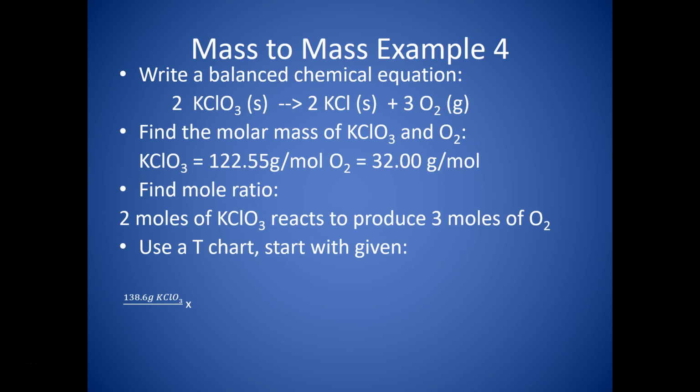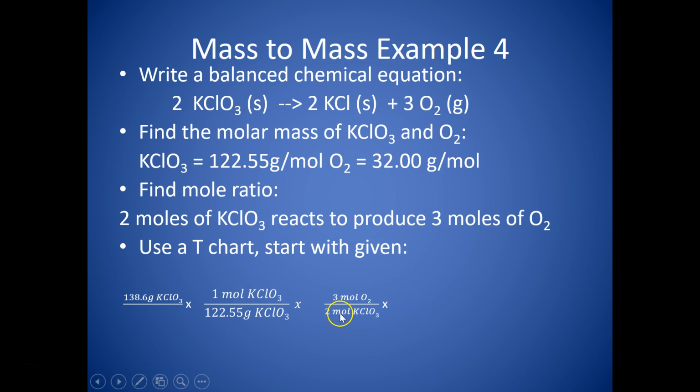We put our number given from the problem, 138.6 grams of potassium chlorate, first. Then we use our first conversion factor, where we need grams on the bottom for them to cancel out. We put the molar mass of potassium chlorate, 122.55, and we know that equals 1 mole. So now we are in moles of potassium chlorate, which means it's time for our mole ratio.